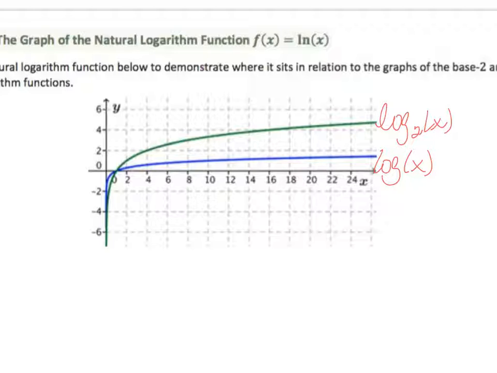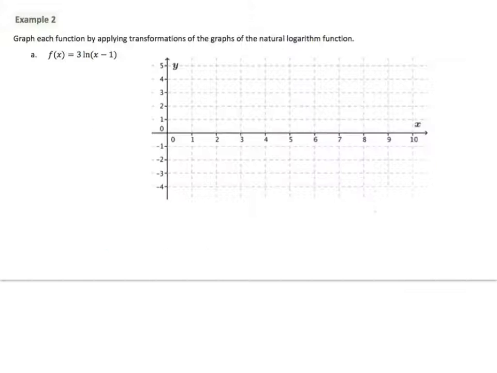And awesomely enough, the natural log function goes right in between. It still crosses at x equals 1. I shouldn't have picked blue. So that's the same x-intercept. And let's see if I can give you any more notable spots. Not really. But that is where it sits in relation to base 2 and base 10.